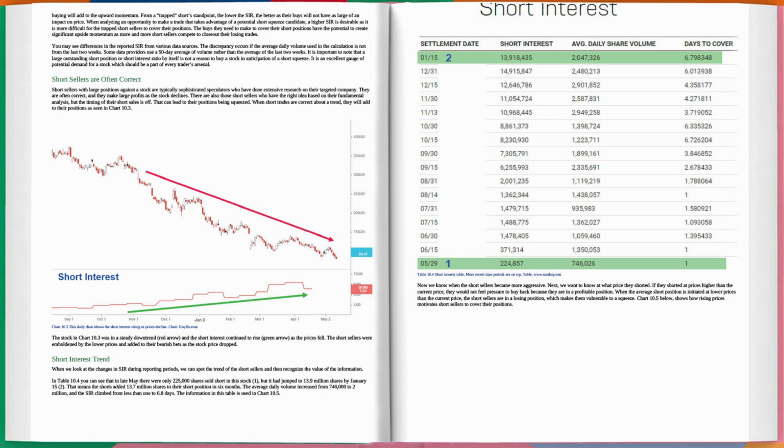Next, we want to know at what price they shorted. If they shorted at prices higher than the current price, they would not feel pressure to buy back because they are in a profitable position. When the average short position is initiated at lower prices than the current price, the short sellers are in a losing position, which makes them vulnerable to a squeeze. Chart 10.5 below shows how rising prices motivate short sellers to cover their positions.